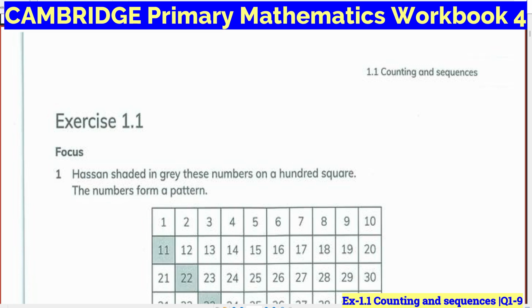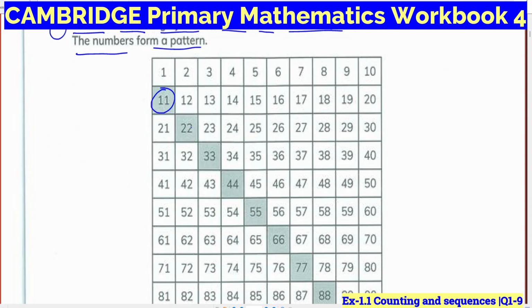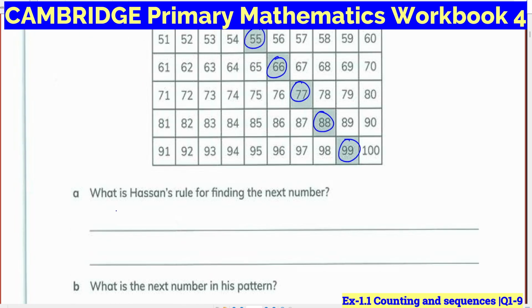Starting Cambridge Primary Mathematics Workbook 4, Exercise 1.1, Counting and Sequences. First question. Hassan shaded in gray these numbers on a 100 square. The numbers form a pattern. Like look, here is 11, 22, 33, 44, 55, 66, 77, 88, 99. Our question, what is Hassan's rule for finding the next number?